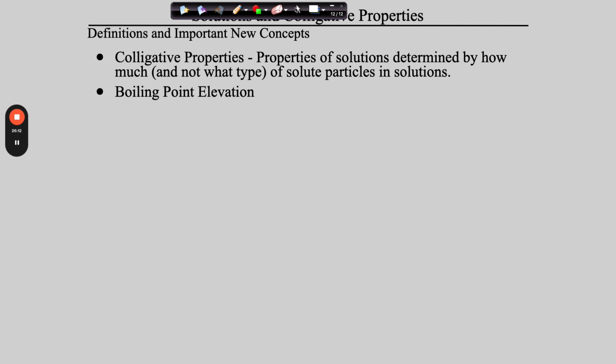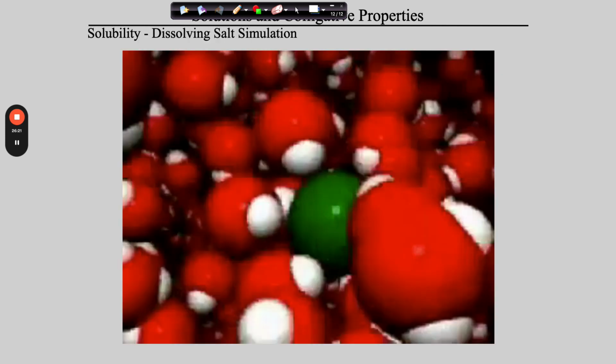Again, if you need to pause the video for a second, please do. But let's now explore the boiling point elevation colligative property. And it looks like this. This is a picture of a chloride ion dissolved in water. The water molecules are all surrounding the chloride ion. And we know that the forces of attraction between the chloride and the water are very strong.